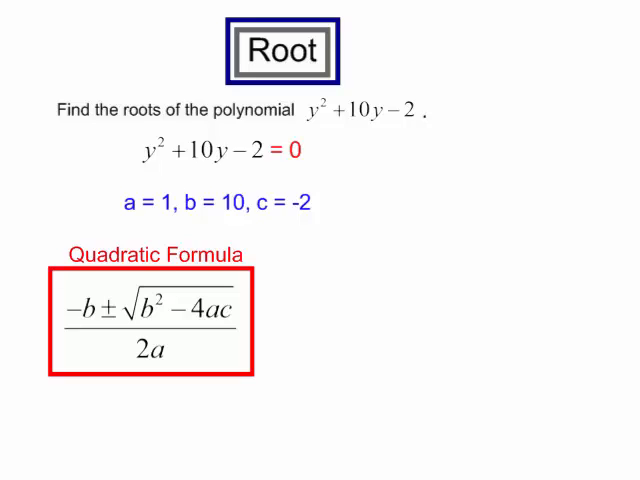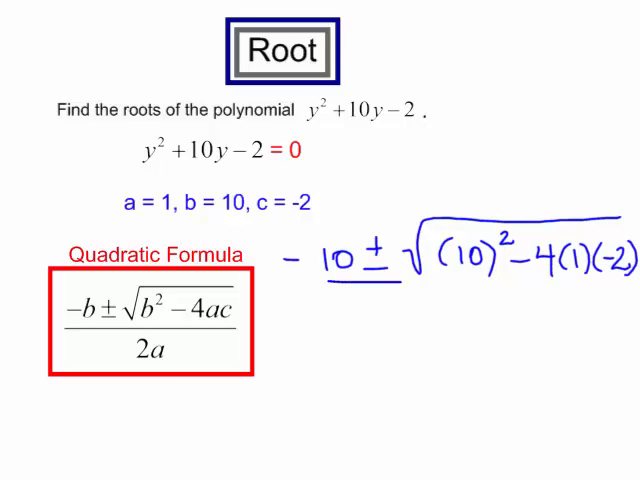So let's fill in this quadratic formula. So negative b, and b happens to be 10, plus or minus the square root of b squared minus 4 times a times c. And all of that is divided by 2 times a.